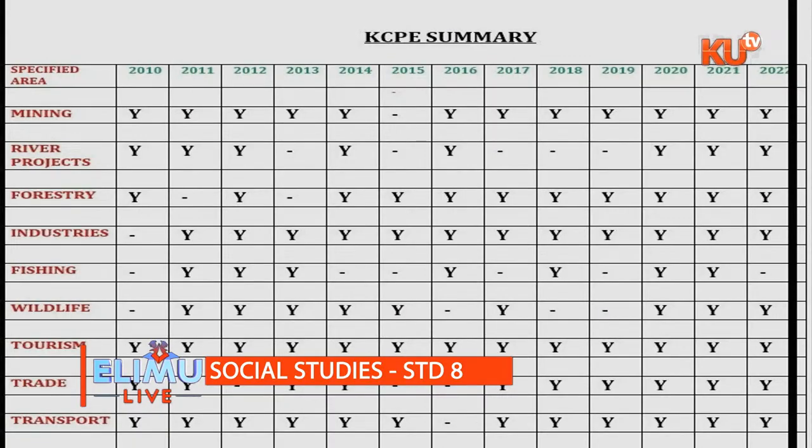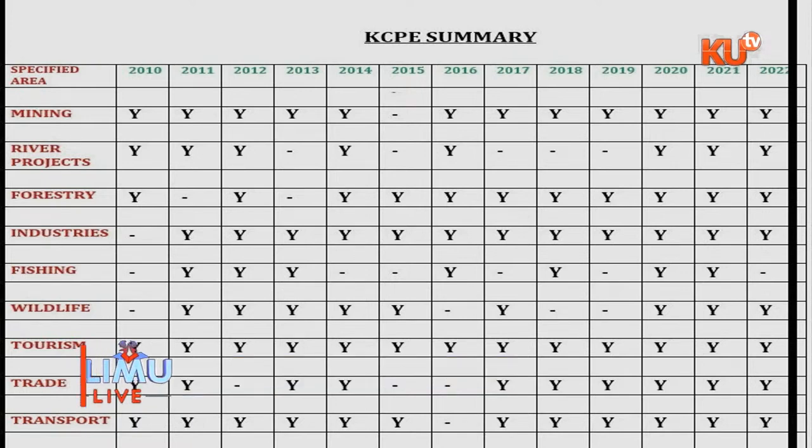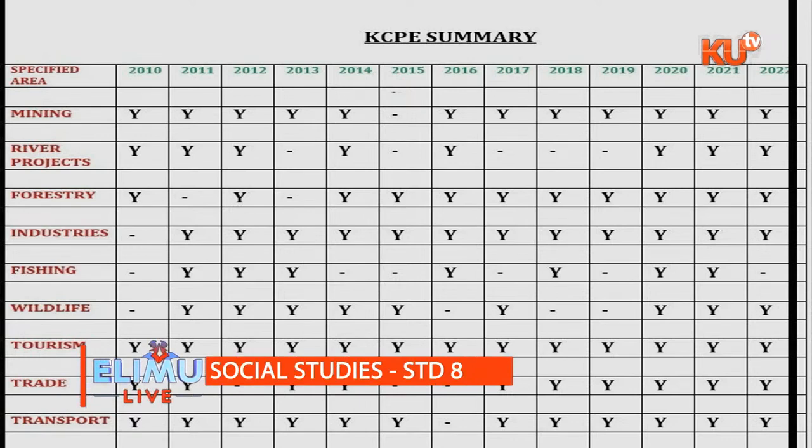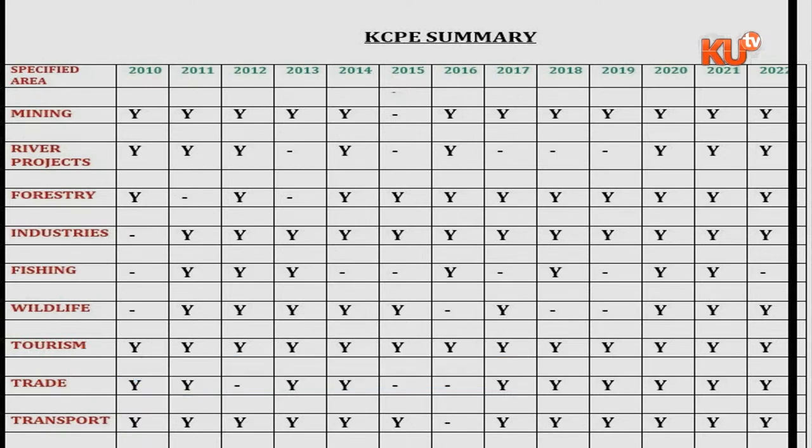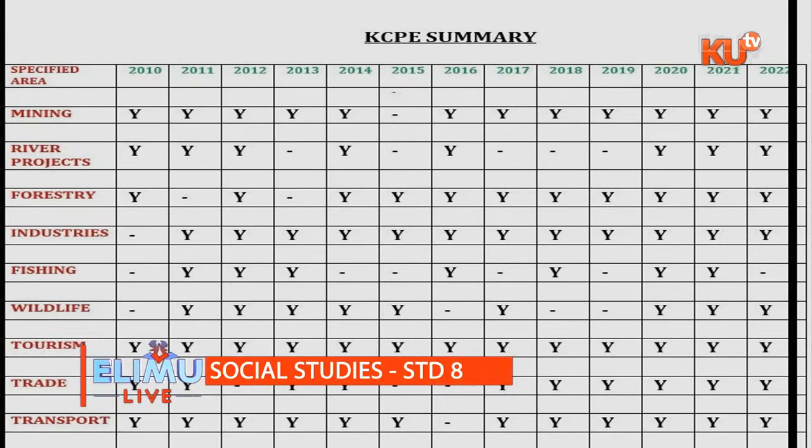That is it now. Let us start with the mining. If you look at the screen, mining has been coming from 2010 up to 2022, apart from 2015. 2015, that question did not come. So as a teacher and as a candidate, what does that tell you about 2023? If mining came all these years, what does it tell about 2023? Do a lot of revision.